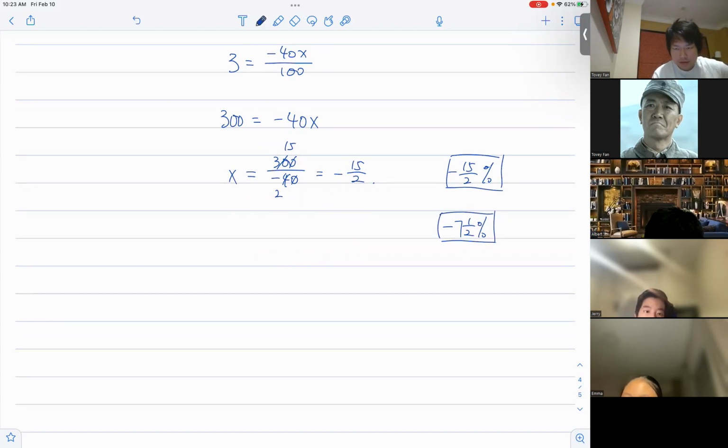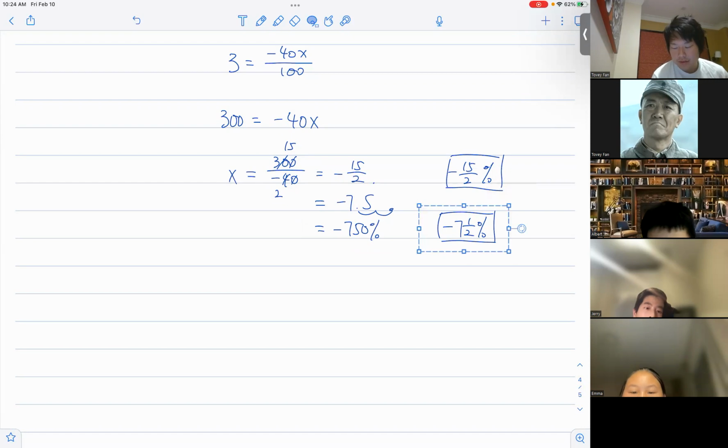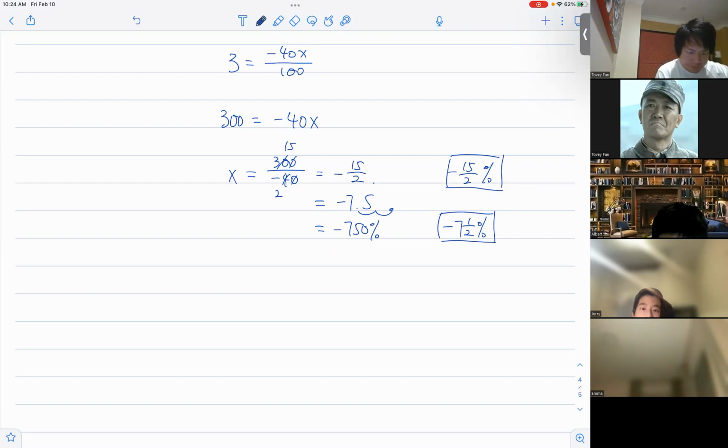And since it's over 2, it's a terminating decimal, right? You can also change it into a decimal, which is just negative 7.5, and that means move the decimal point to the right twice, becomes negative 750%. Okay, or we know that for a mixed number, you can do this as well, right? The integer 7 becomes 700. 1/2 is just 50%. Okay, good. Emma, 怎么样？可以吧？没问题啊。Okay, next.